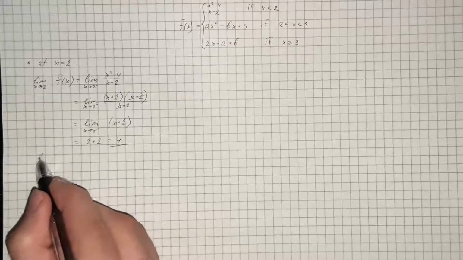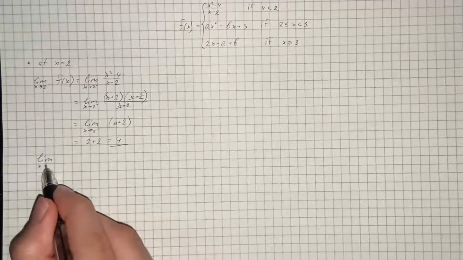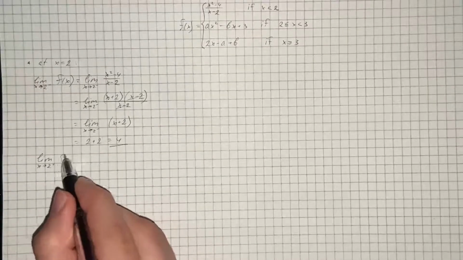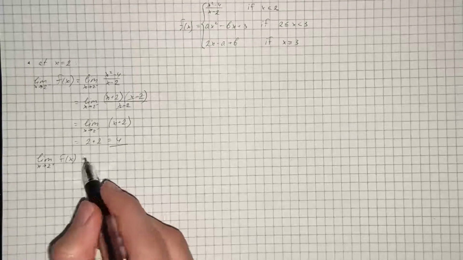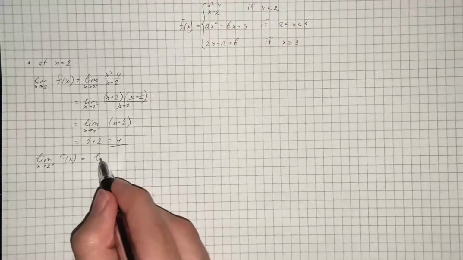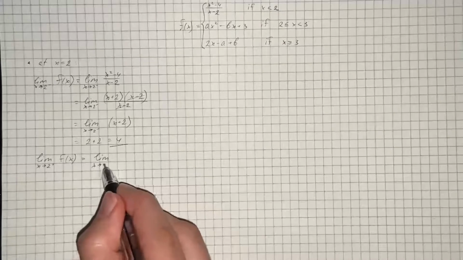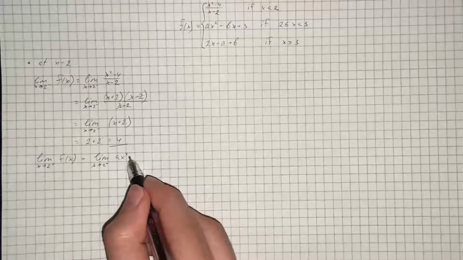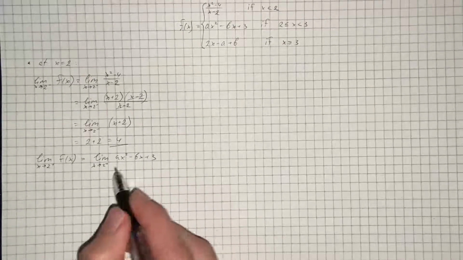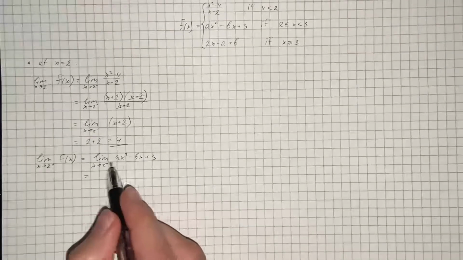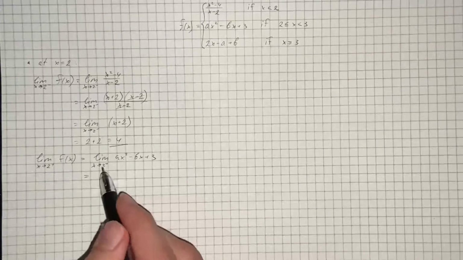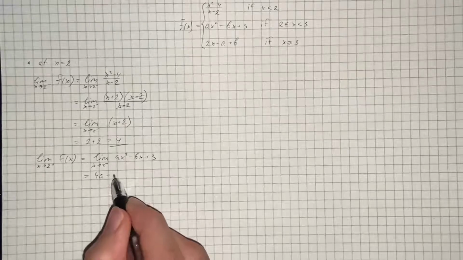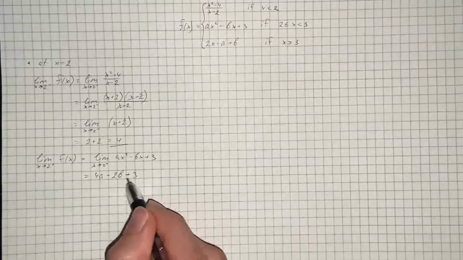And now we're going to find the right-hand limit. So that's the limit as x approaches 2 from the right side. And when x is greater than 2, our function equals ax squared minus bx plus 3. So now we apply the limit and we substitute x with 2 and we get 4a minus 2b plus 3.